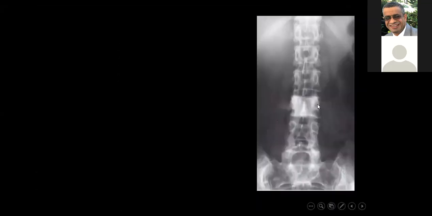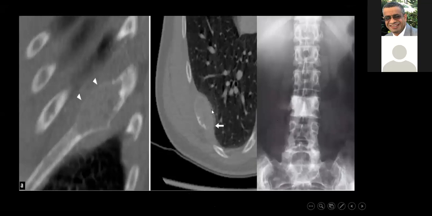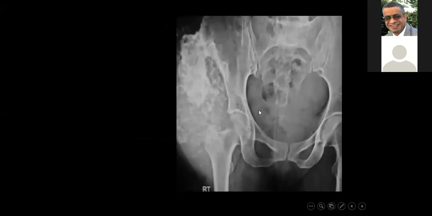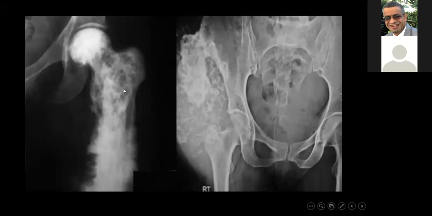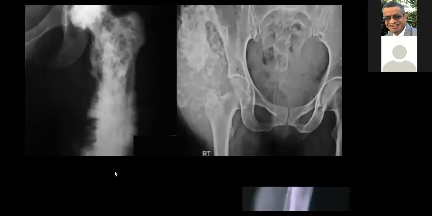This is a sclerotic metastasis within the spine. And this is a case of enchondroma within the ribs seen on CT scan. And this is a case of chondroid matrix and ill-defined lesion seen in the right iliac bone in a case of chondrosarcoma. While this is a case of proximal femur osteosarcoma, we notice the osteoid matrix and the aggressive periosteal reaction.